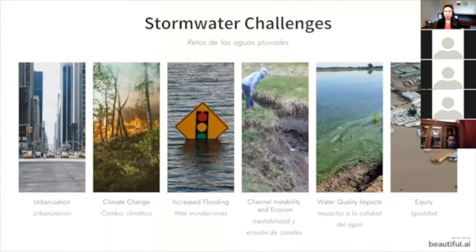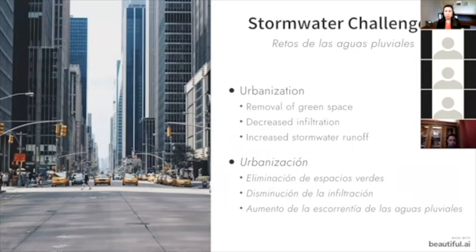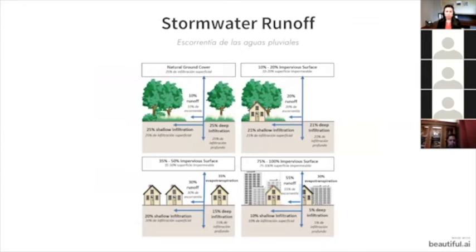So to start off with, what are our stormwater challenges? Urbanization. As we urbanize, we have less green space, we have decreased infiltration, and a huge increase in stormwater runoff. And that has happened as our cities have grown, and we see this issue exponentially increasing our stormwater challenges as we continue to grow. So this is what this looks like.